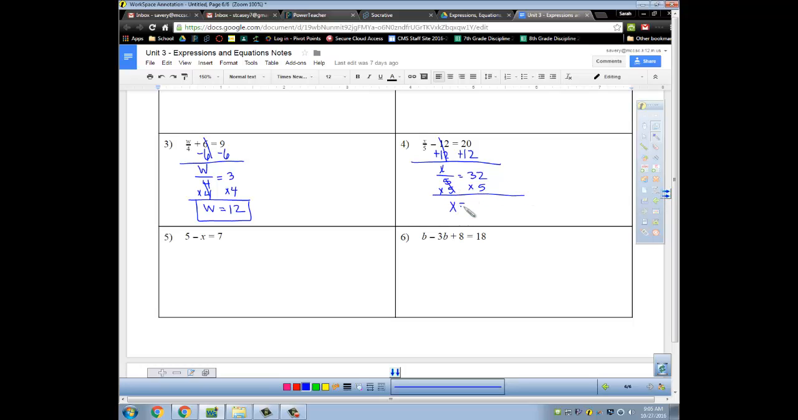To get x equals, let's see, 32 times 5. 2 times 5 is 10, so 0 carry the 1. 5 times 3 is 15, plus 1 is 16. So x equals 160.